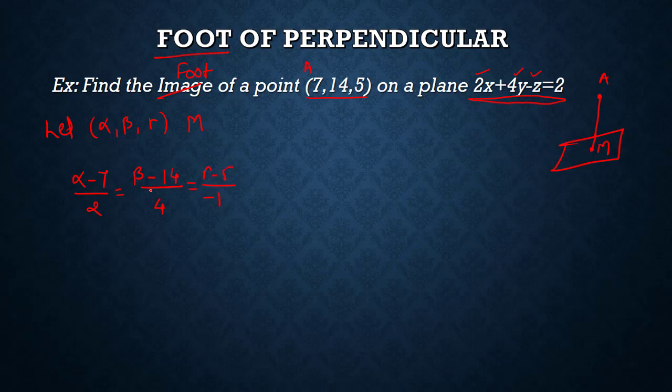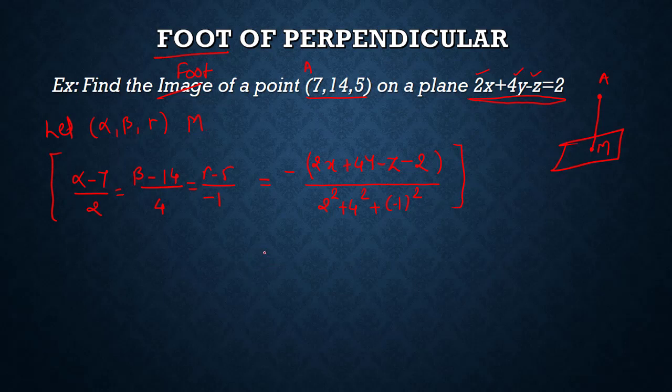This is the equation of the line. Now this is equal to minus of, write down the equation of the plane as it is, so it is 2x plus 4y minus z minus 2, divided by the sum of squares of the direction ratios, so 2 square plus 4 square plus minus 1 square. That's it. This will give you the answer.